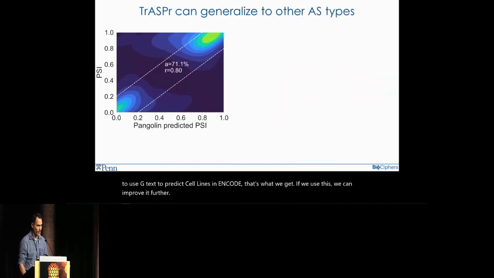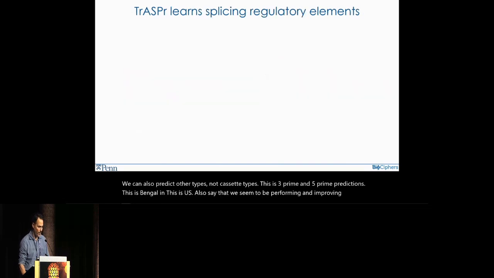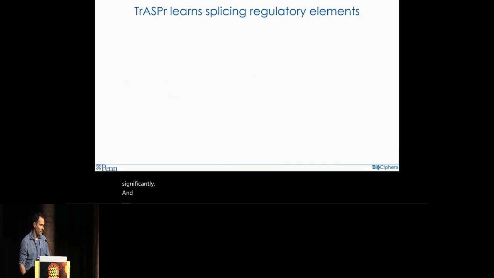We can also predict other types, not cassette types. This is 3' and 5' predictions. This is Pangolin. This is us. Also say that we seem to be performing and improving significantly. And we also learn splicing regulatory elements.